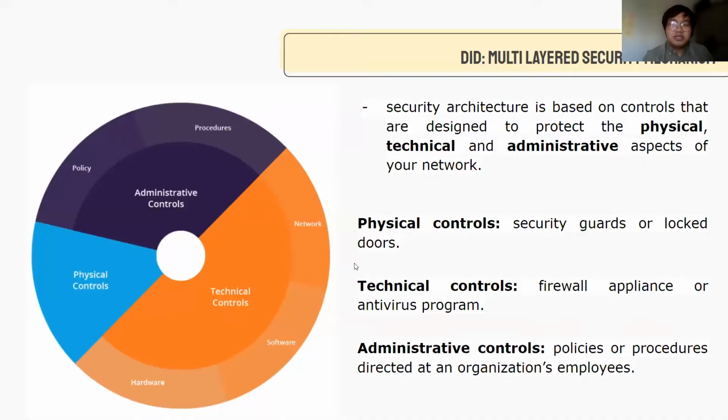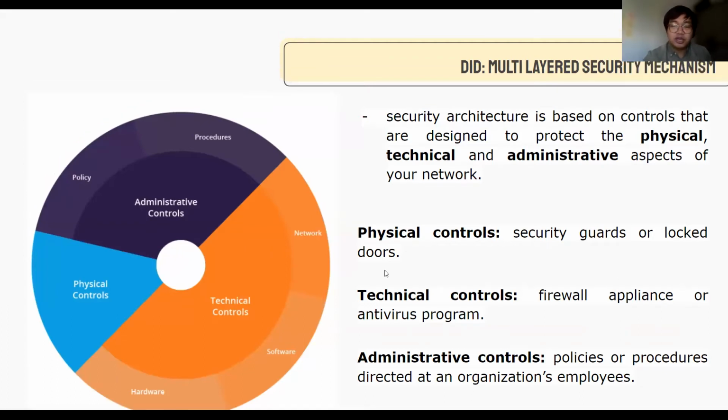So in defense in depth, there are actually three main layers that help us to protect our data or the software itself. First would be the physical control. So physical control actually refers to the IT measures that we use to prevent any physical access to IT systems such as security guards and locked doors. These are our initial protections in our facilities.